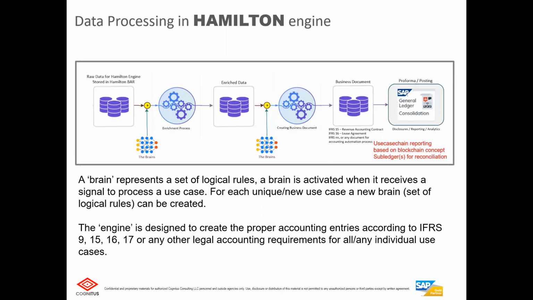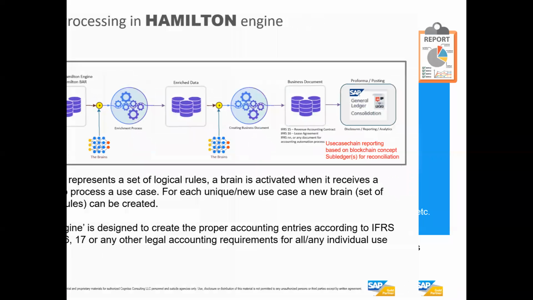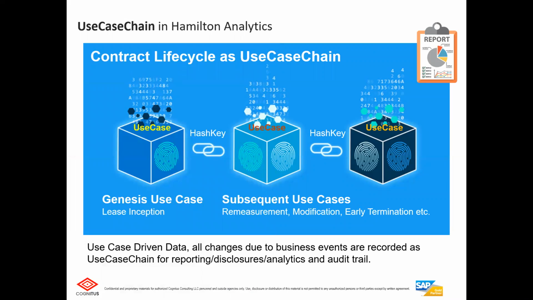So in this slide, the raw data will be processed by the first brain to enrich the data. And the second brain will be used to create the business documents and accounting documents. As I said, each event is defined as a use case with a set of logical rules.